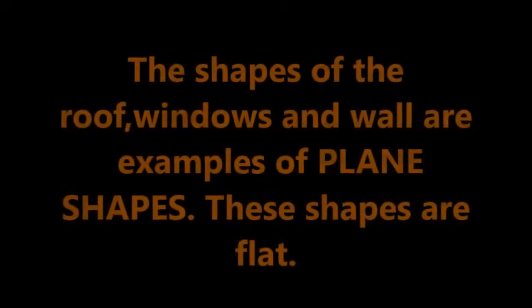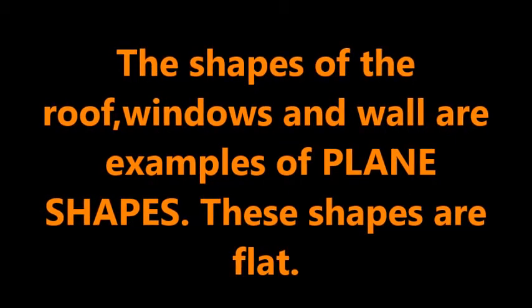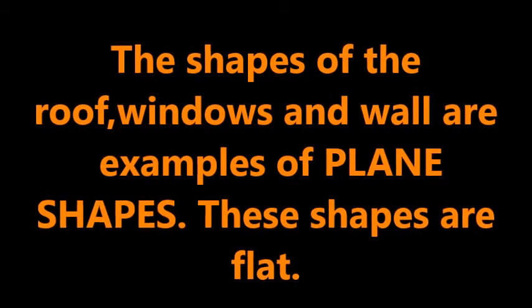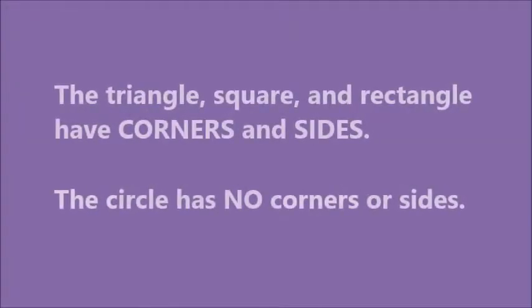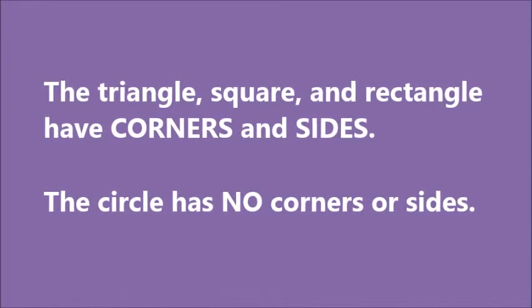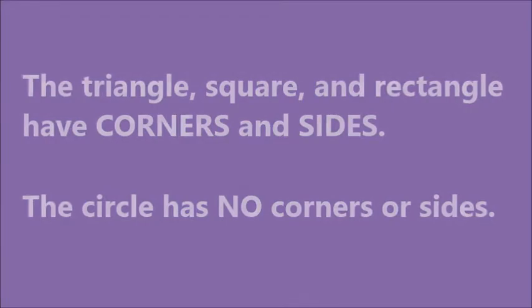The shapes of the roof, windows, and wall are examples of plane shapes. These shapes are flat. The triangle, square, and rectangle have corners and sides. However, the circle has no corners or sides.